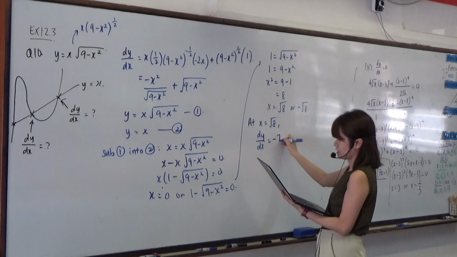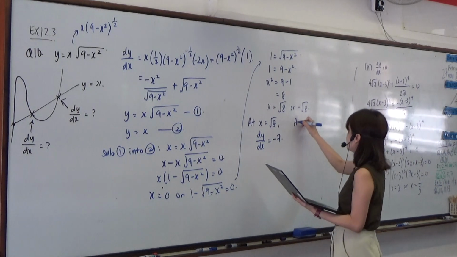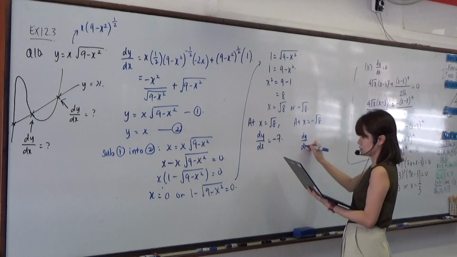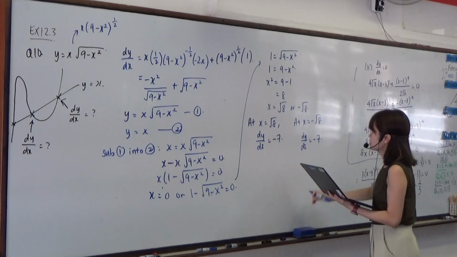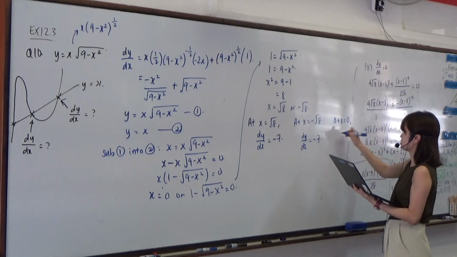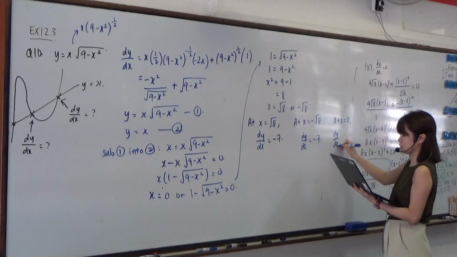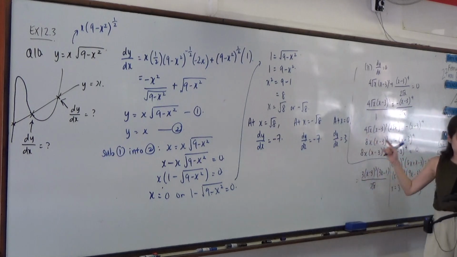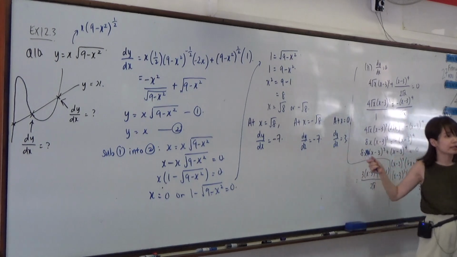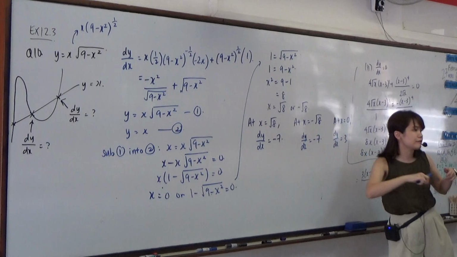Square root 8 gradient is negative 7. Okay, so we get 3 different gradients. Therefore these will be the 3 answers for the 3 different points of intersection.